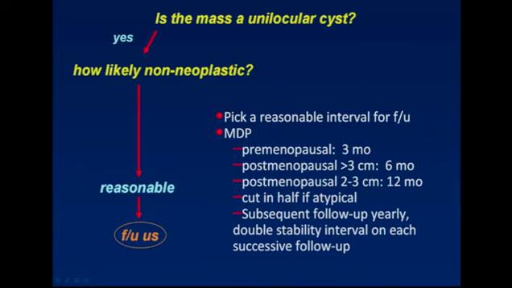And I'll cut these intervals in half if there's anything about the cyst that makes me feel a little queasy about it. We'll get a follow-up sonogram yearly, and then we'll double the interval of the follow-up as long as it's stable. So in other words, if the cyst is stable after the first year, we'll get the next follow-up in 2 years. If then it's stable at 2 years, we'll get the next follow-up in 4 years, and so on and so on.